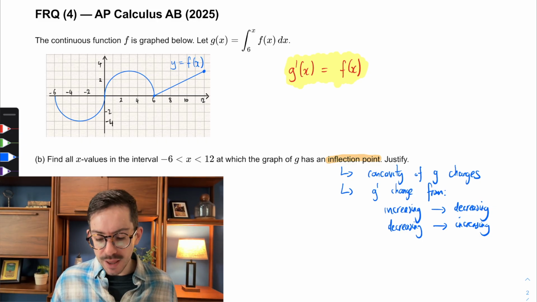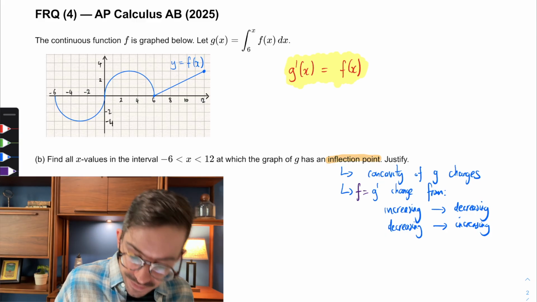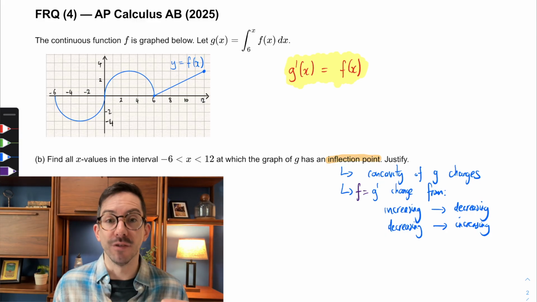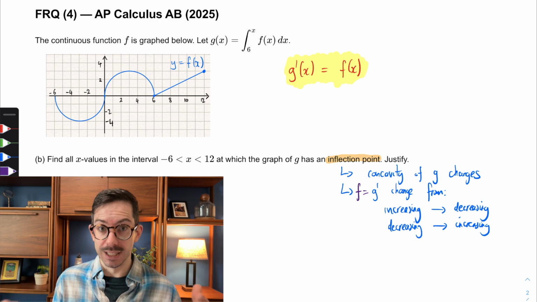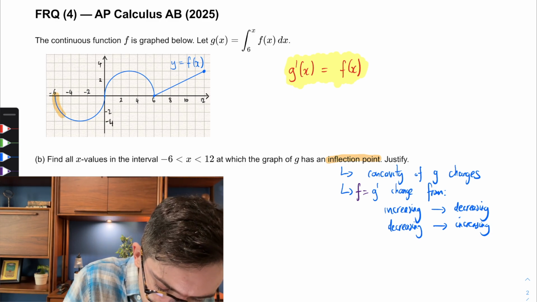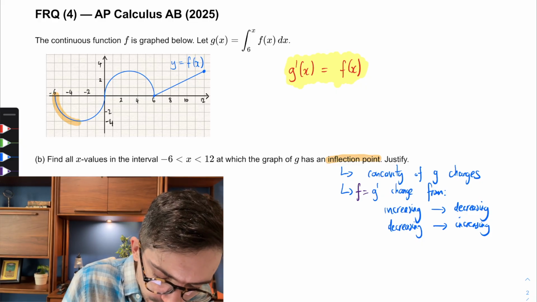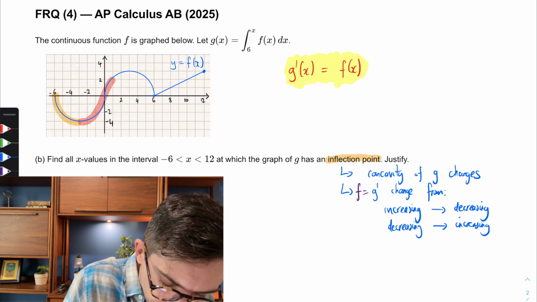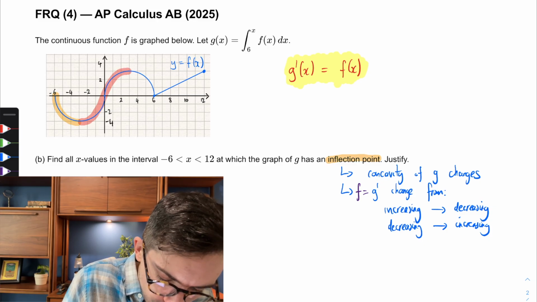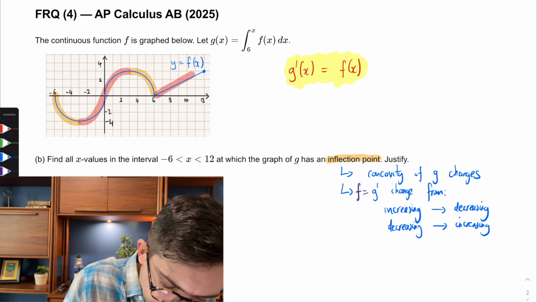So that's great because remember g prime is just equal to f. And I can very easily see on the graph of f where it is increasing and decreasing. So let's mark that up. So we start off decreasing and then we are increasing. So I'll change to a different color. And then we're decreasing again. And then f is increasing again.